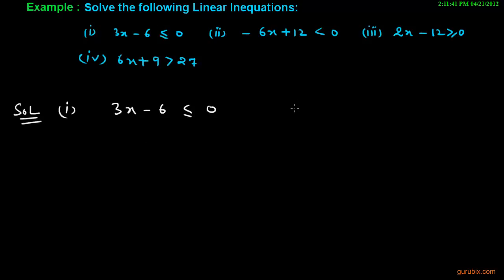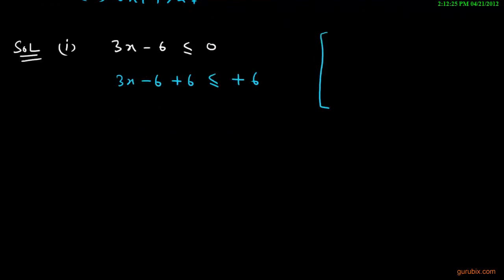First of all we shall add plus 6 to both sides of this inequation, like this: 3x minus 6 plus 6 less than or equal to 0 plus 6. And we know that the same number may be added or subtracted from both sides of an inequation without changing the sign of inequality. So we did this step, and now we can cancel out this negative 6 with this positive 6. Then we get 3x less than or equal to 6, and now we can divide both the sides by 3.